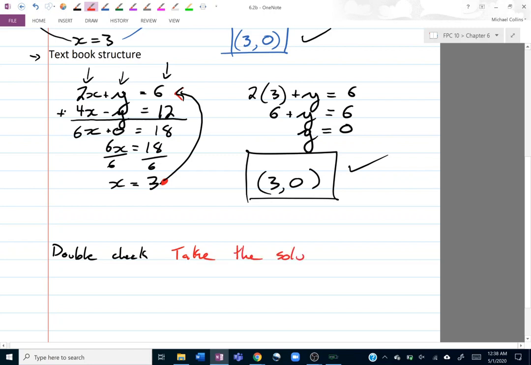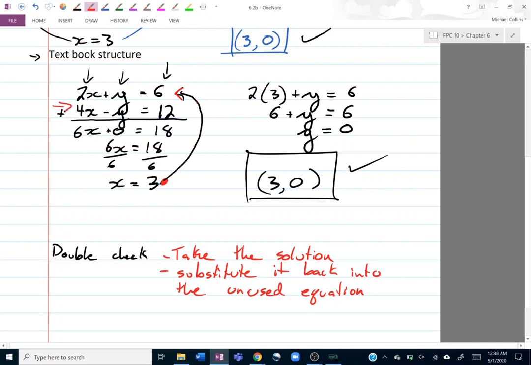take the solution, which is the point, and substitute it back into the unused equation. So while I did use both of them initially, this bottom one, this 4x minus y is equal to 12, I haven't really substituted anything into, so that's my double check solution.